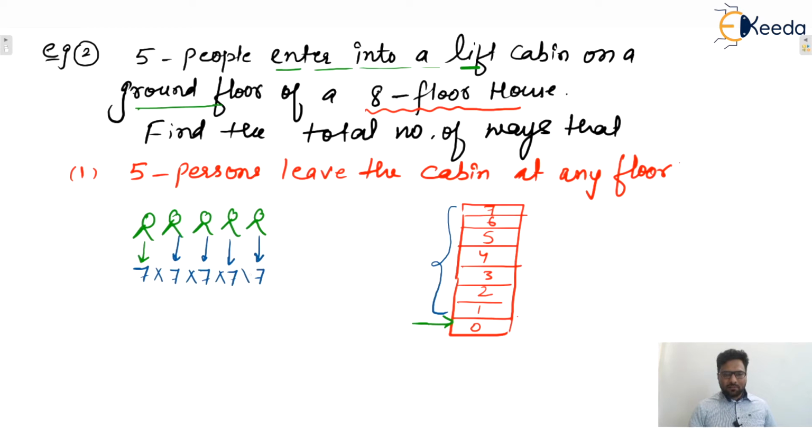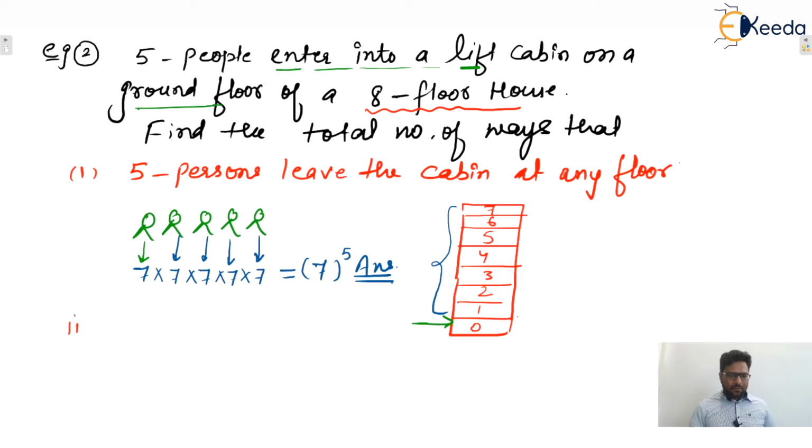All together means multiplication. And means what? The first can leave at any floor, and the second one also can exit at any floor, and so on, and means multiplication. So all together we can say that 7 raised to power 5 will be the correct answer. I hope this one is clear to everyone.